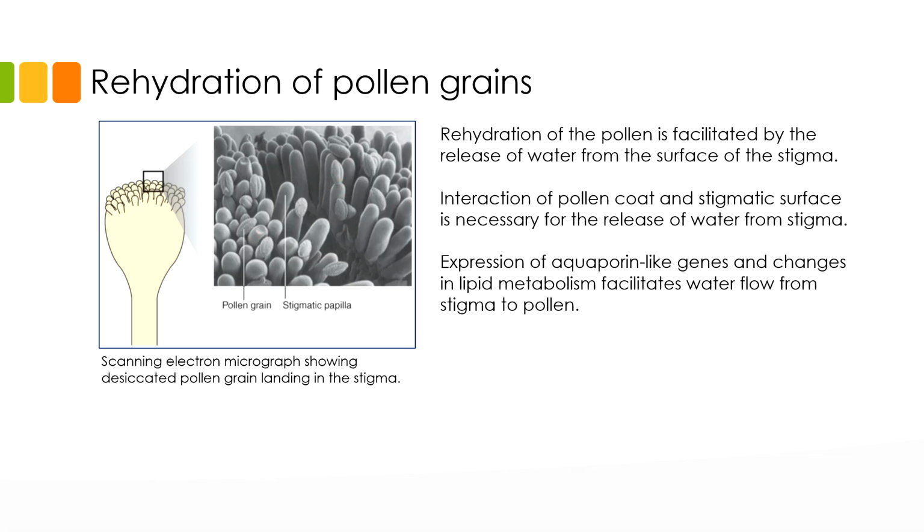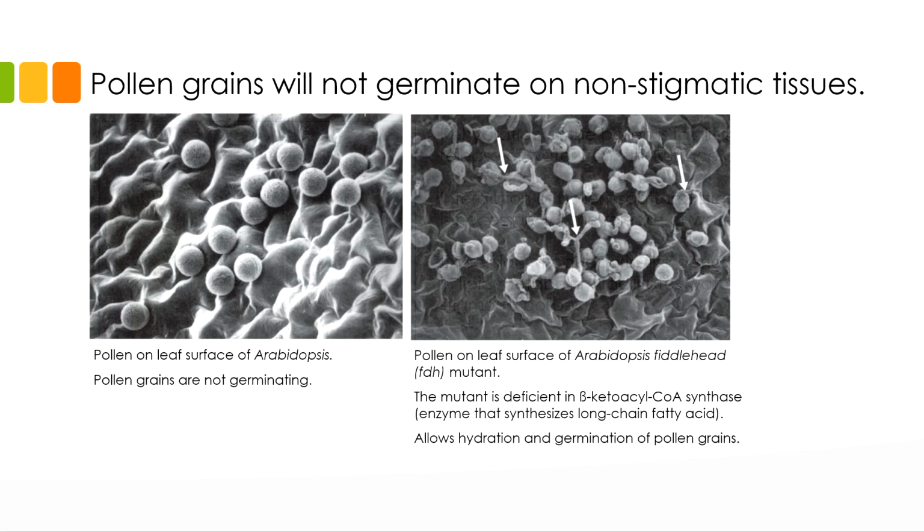Now, do you think pollen can germinate on the surface of any plant tissue? For example, under natural conditions, pollen from a flowering plant can be blown by the wind to land on the surface of leaves. If the leaves are moist, which is the perfect condition for the pollen to rehydrate, do you think it will be able to germinate? The answer to that is no.